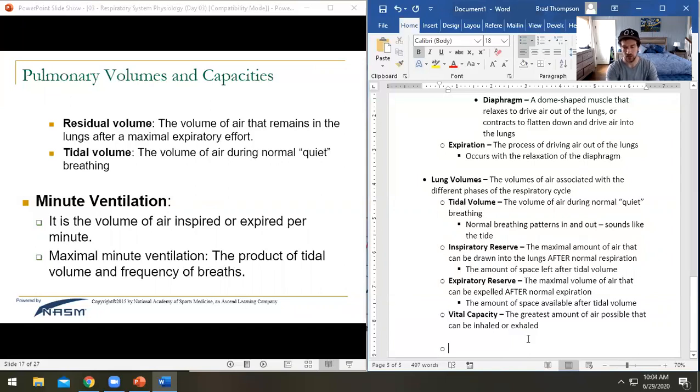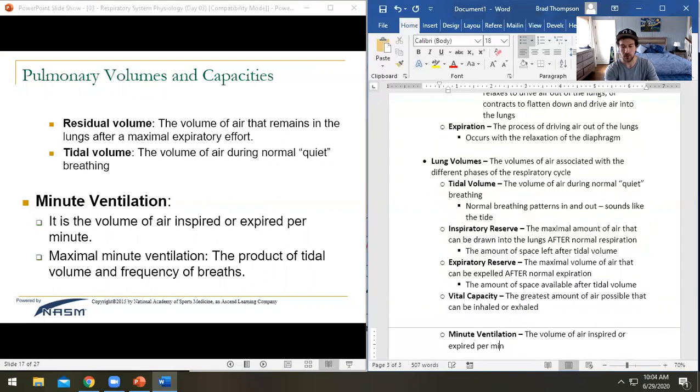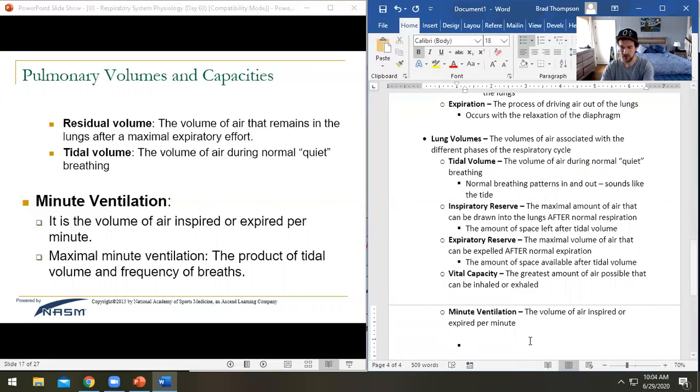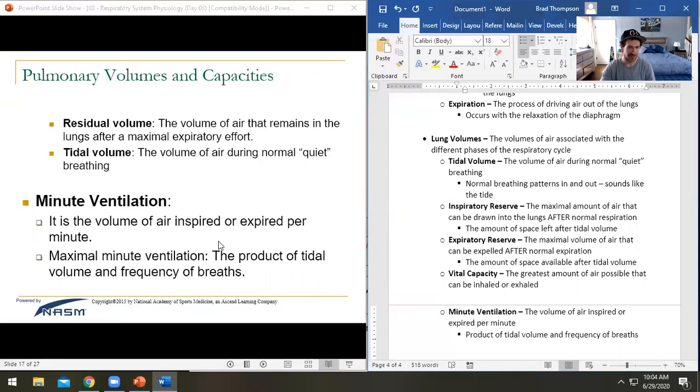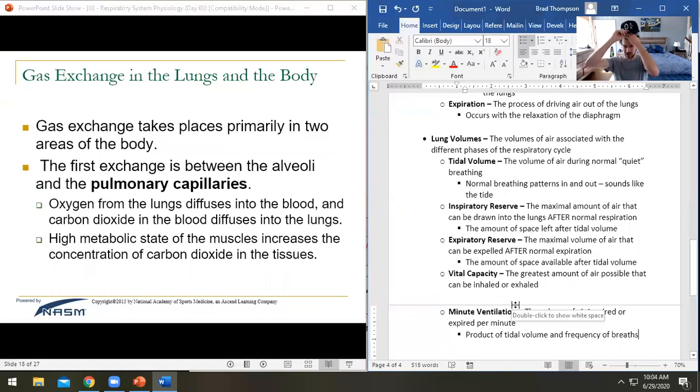So minute ventilation is going to be the volume of air inspired or expired per minute, okay? It is a product of tidal volume and frequency of breaths. So how much space is there, and how many times are you actually breathing?